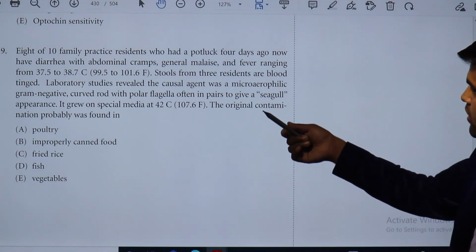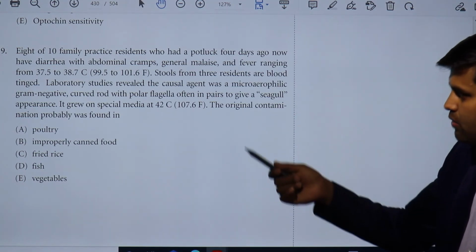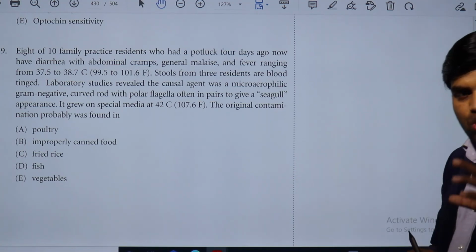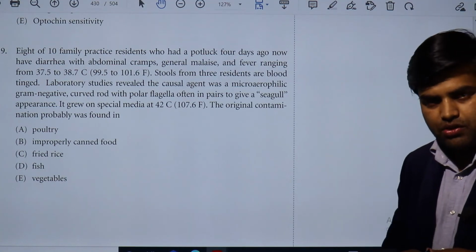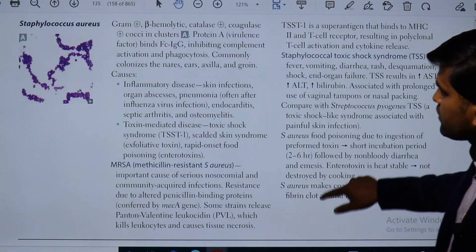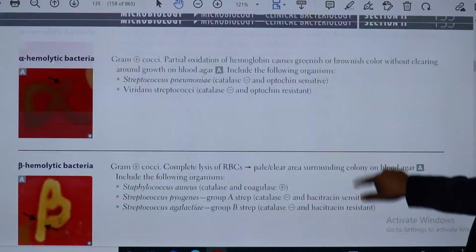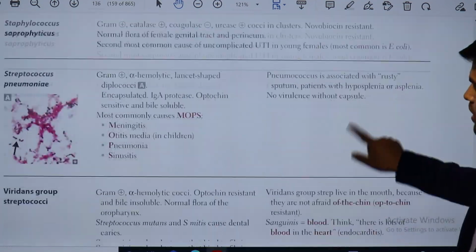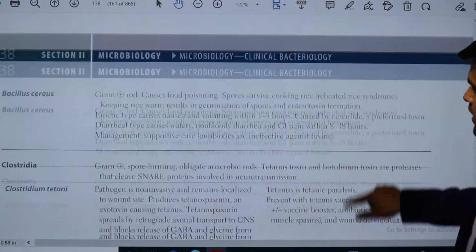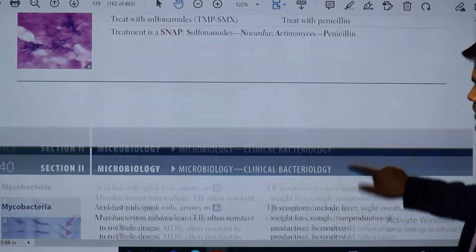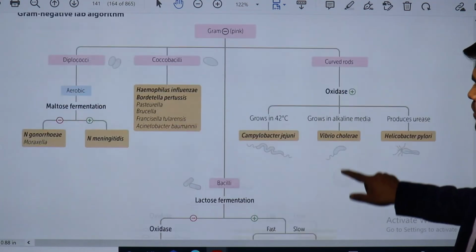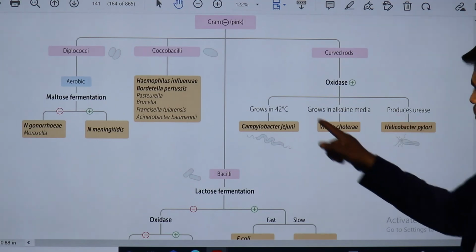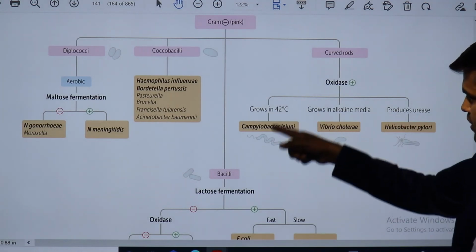Now they have asked you, the original contamination probably was found in poultry, improper canned food, fried rice, fish, or vegetable. So they are asking about the source of this Campylobacter jejuni. First, let's move to the gram-negative section. Okay, we are now reaching the gram-negative organisms: curved rods, that is Campylobacter jejuni, Vibrio cholerae, and Helicobacter pylori. Among those, the one that grows at 42 degrees Celsius is Campylobacter jejuni. So you know the diagnosis.